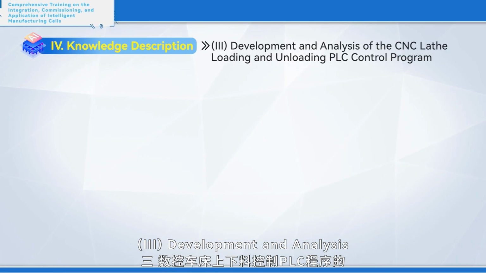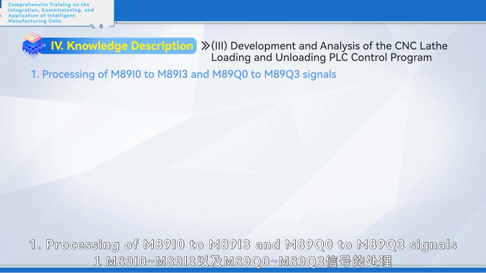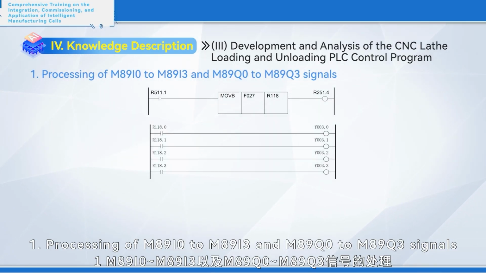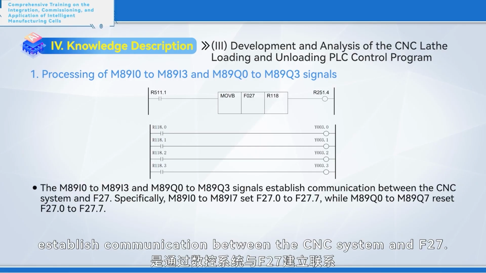3. Development and analysis of the CNC lathe loading and unloading PLC control program. 1. Processing of M89I0 to M89I3 and M89Q0 to M89Q3 signals. The M89I0 to M89I3 and M89Q0 to M89Q3 signals establish communication between the CNC system and F27.